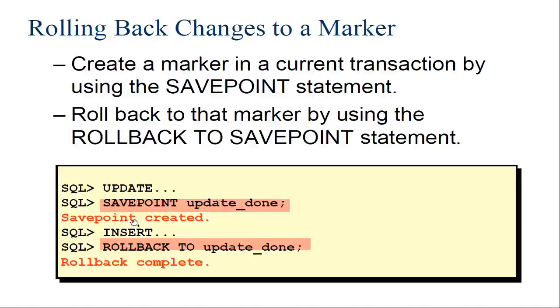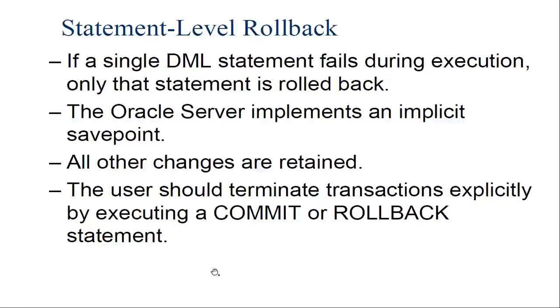Here you are creating the save point, and then you are performing some insertion, and again you are giving rollback to update_done. That means you are canceling only the insert. Whatever was done with the insertion will be cancelled, and it just goes back to the data as it was after executing the update command. So rollback complete.